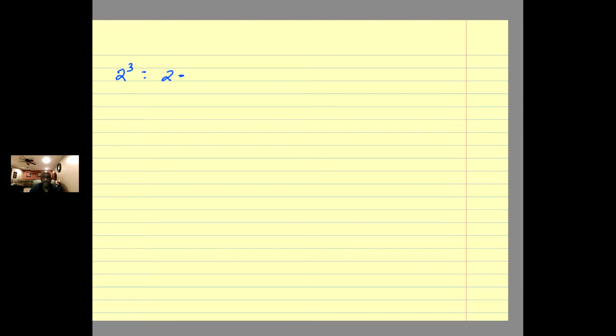2 times 2 times 2. All right, 3 of those 2's. That exponent tells you how many times the 2 will be used as a factor. When that's a 3, you can count 1, 2, 3 of those. If that was a 4, you count 1, 2, 3, 4 of those. We know that these 2 right here means 4. 2 times 2 is 4. And when you bring that other 2 down, now this here means 8. 4 times 2 is 8.